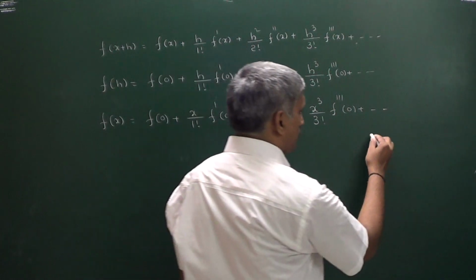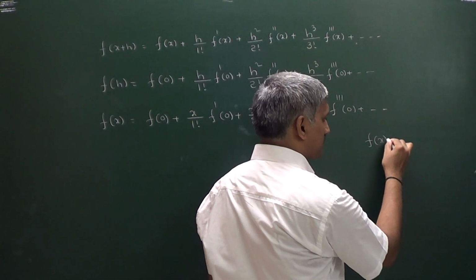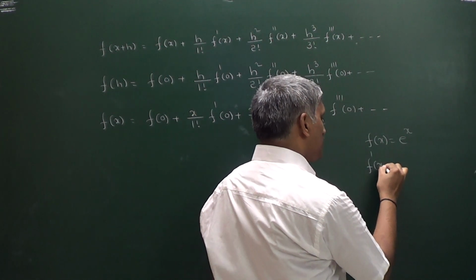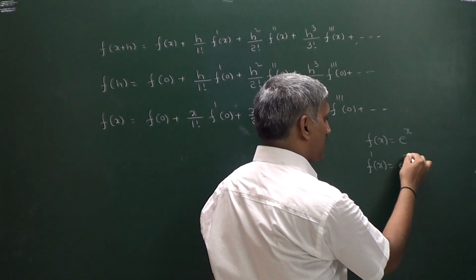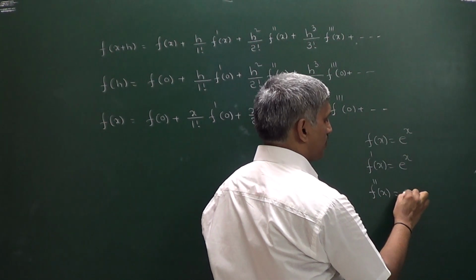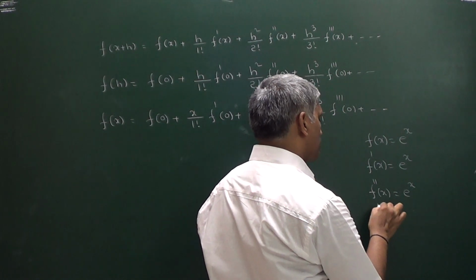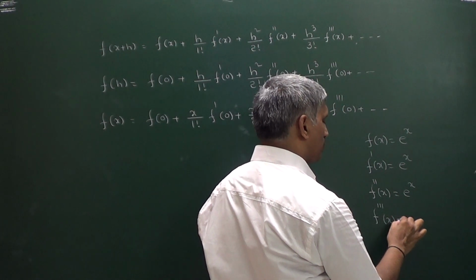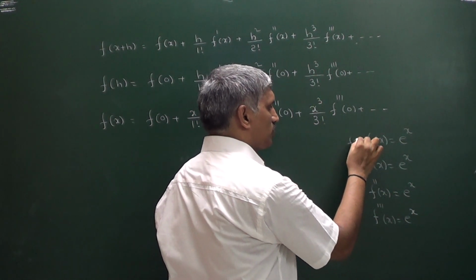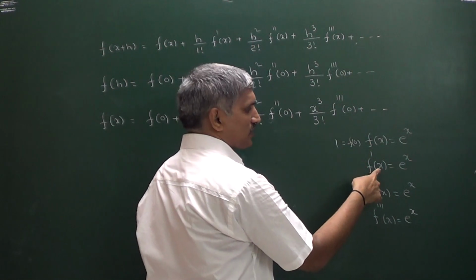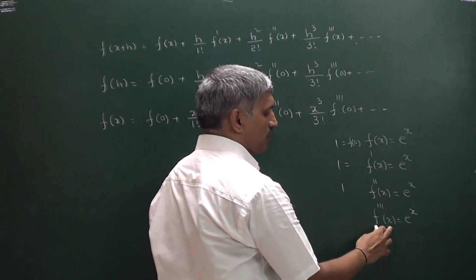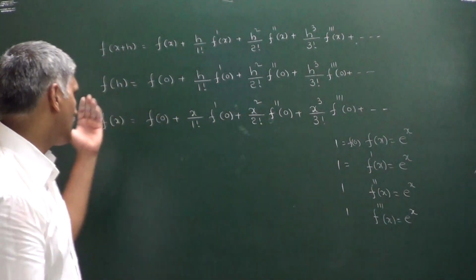With the help of this, you can find out any expansion. Suppose I want to find out the expansion of e power x. f of x is equal to e power x. Can you tell me what is f dash of x? e power x differentiation is e power x. What is f double dash of x? e power x again differentiation is e to the power of x. Now what is f triple dash of x? Again e to the power of x. Now tell me, what is f of 0? f of 0 is equal to 1. What is f dash of 0? Also 1. What is f double dash of 0? 1. f triple dash of 0? 1. Now what does the expansion become?